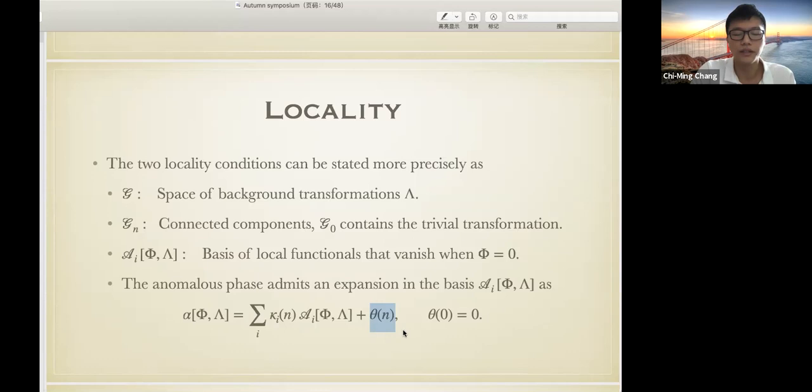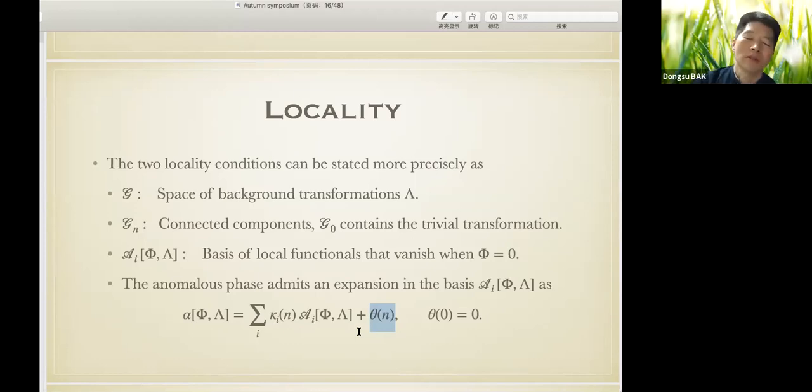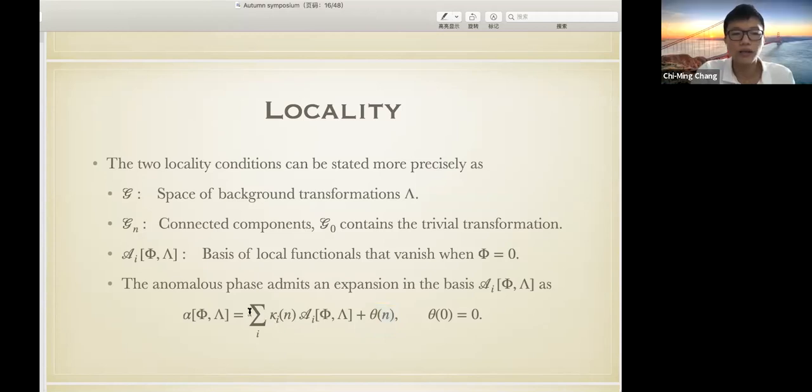So the unknowns in this ansatz are this coefficient kappa and this theta. Later on we will consider different kinds of anomaly and use the finite Wess-Zumino consistency condition to try to fix these unknowns. Oh, okay. Good. Sorry, what is the subscript i? A_i is the basis of local functionals. There could be many different local functions of phi and lambda, and I write it as A_i. So I just sum over the basis vectors. Okay, thank you. Good. Any other questions?